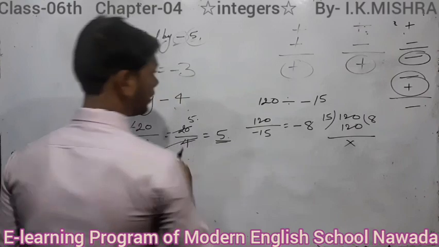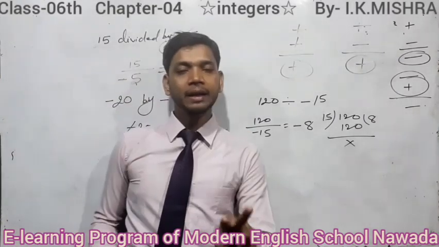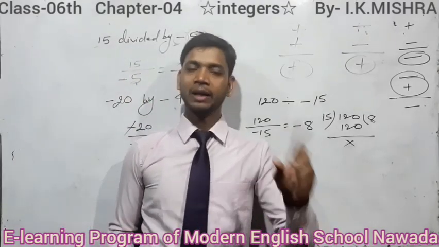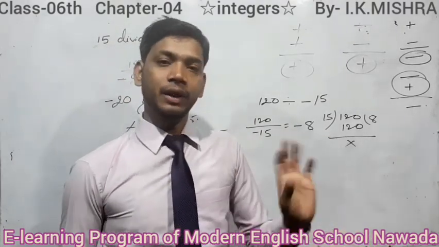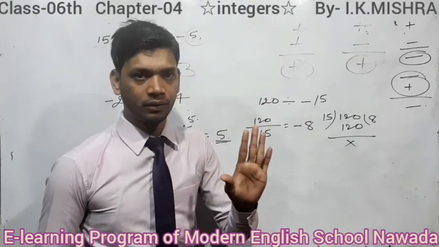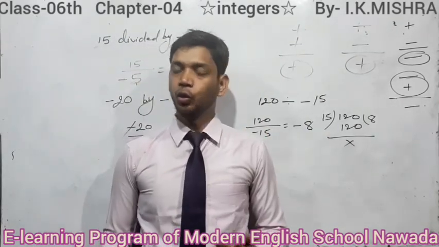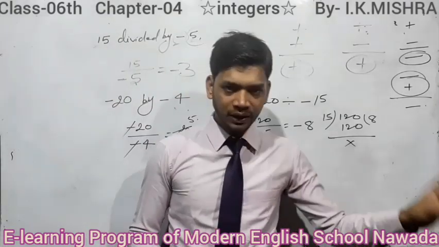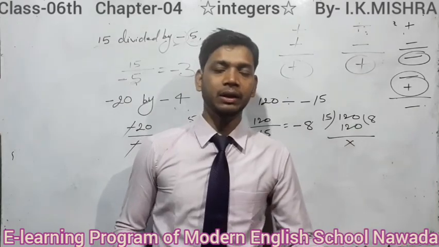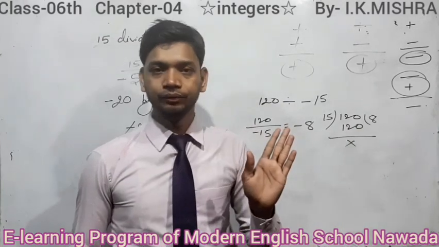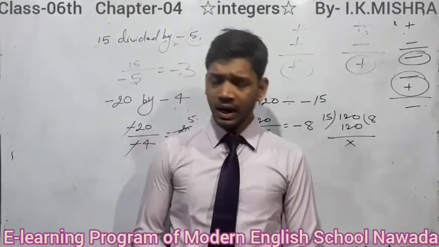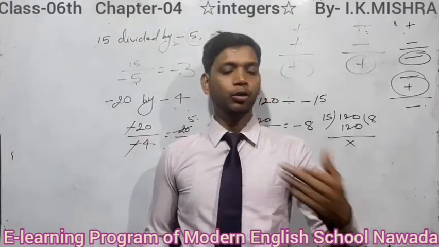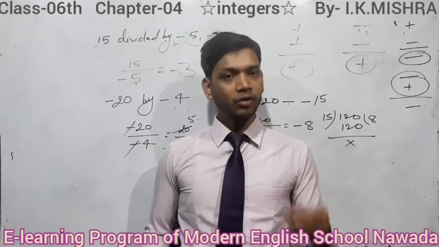Always be careful, students. When you divide two integers with different signs, one positive and another negative, the result is always negative. And when you divide two integers of the same type, both positive or both negative, then the result is positive. Friends, I think you will complete all the divisions given in your exercise clearly. If any problem, contact me.